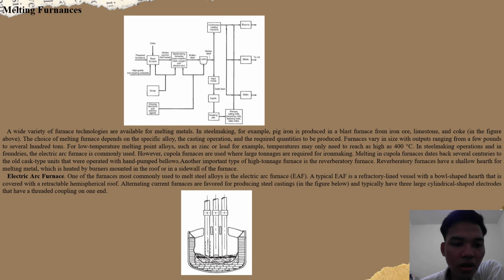Melting furnace. Many furnace technologies are available for melting metals and smelting. For example, pig iron is produced in a blast furnace from iron ore, limestone, and coke, in the figure above. The choice of melting furnace depends on the specific alloy, the casting operation, and the required quantities to be produced. Furnaces vary in size with output ranging from a few pounds to several hundred tons.